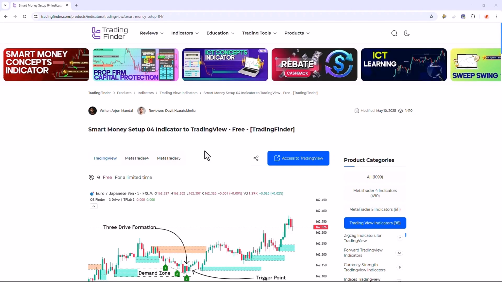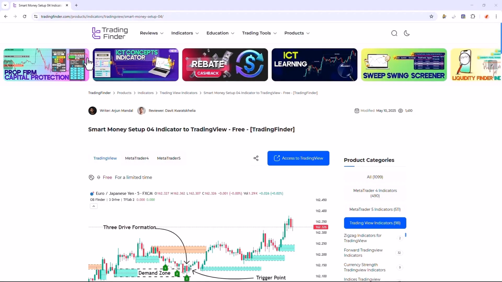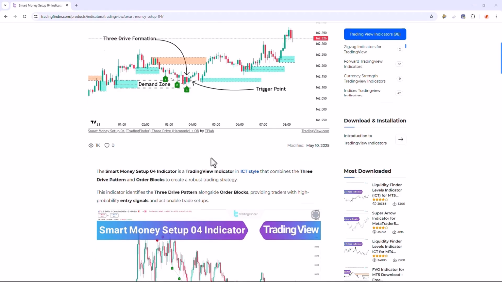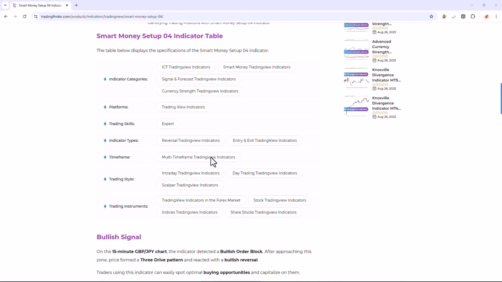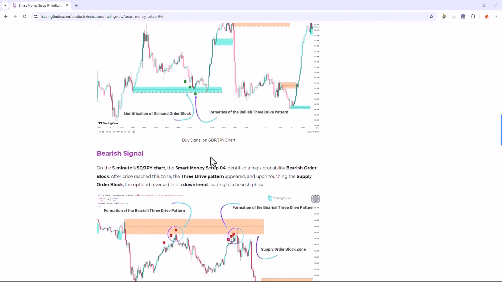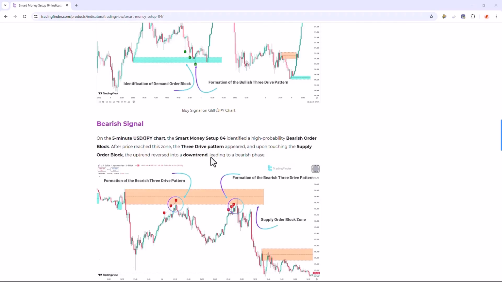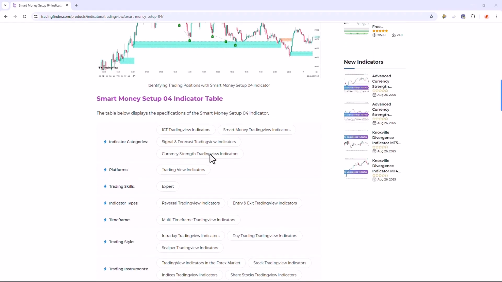The Smart Money Stop 04 indicator, which is readily available for various trading platforms on the TradingFinder website, can be accessed for TradingView directly from this section. Additionally, interested traders can read this page to gain a deeper understanding about how the indicator works and to explore its full functionality.